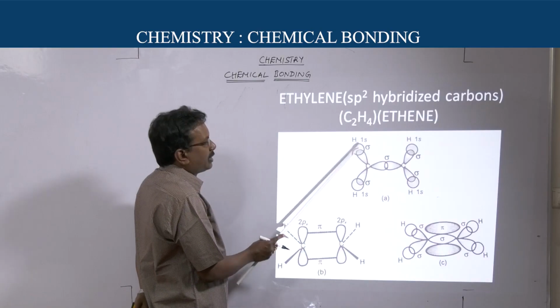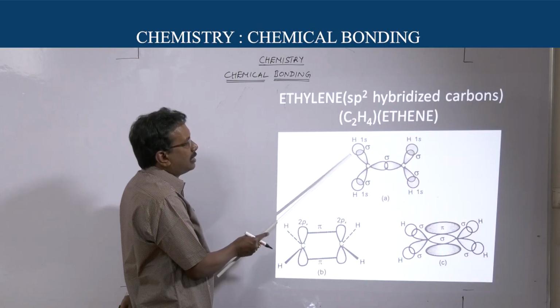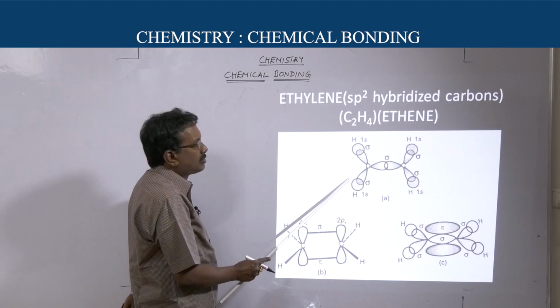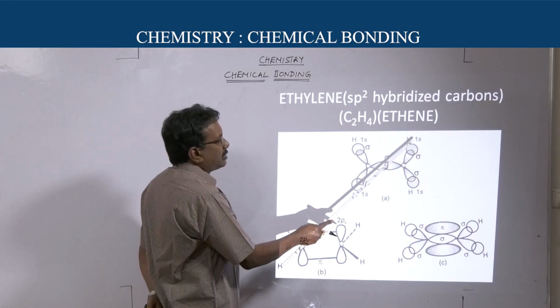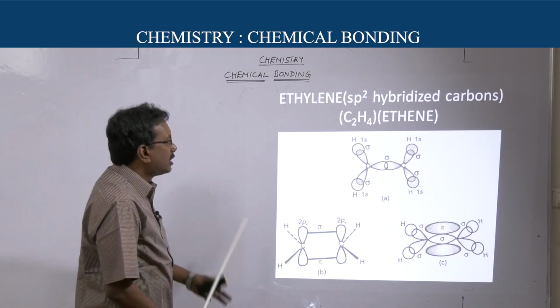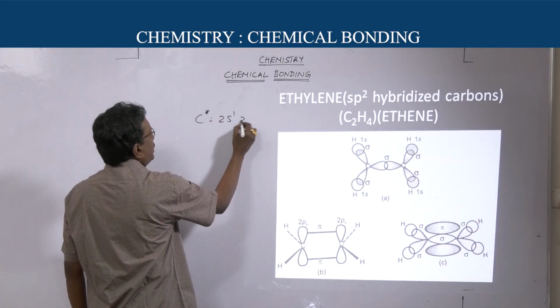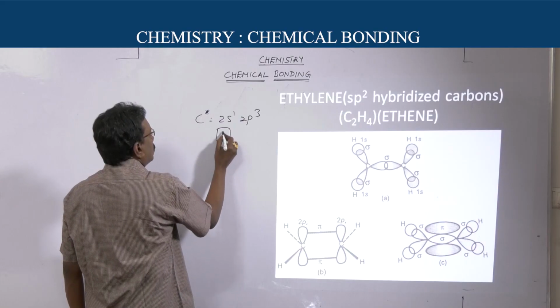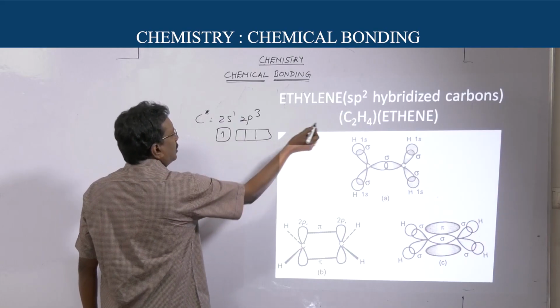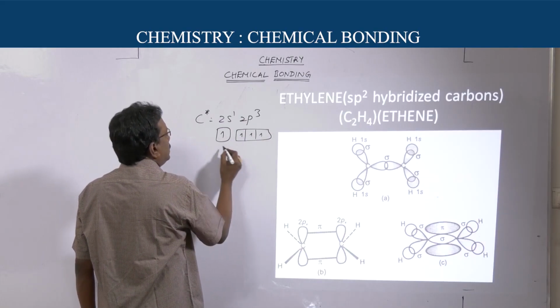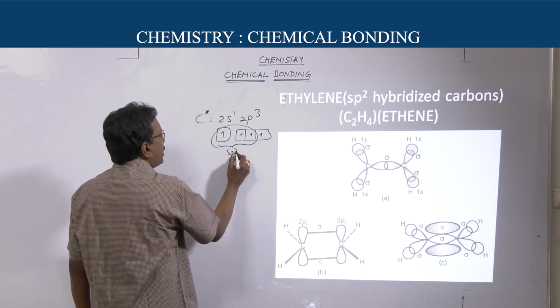And this sp2 orbital overlaps with the s orbital of hydrogen. This is called sp2-s. This is also sp2-s, and this is also sp2-s. That means the carbon in the excited state has the configuration 2s1 2p3. So in the formation of C2H4, this carbon uses sp2 hybridization.